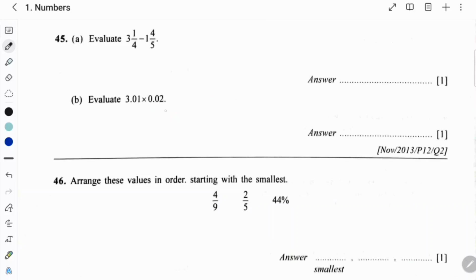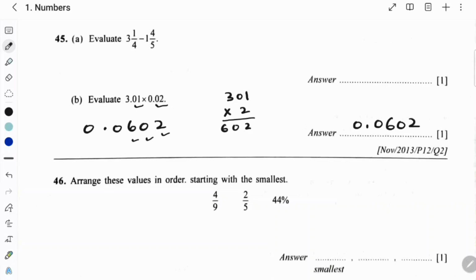Try now part B of question number 45. So this is 3.01 times 0.02. If you multiply 301 by 2, 2 ones are 2, and 0 and 6. So 301 times 2 becomes 602. Now I'm going to count the number of decimal places. There are 2 and 2. So altogether there are 4 decimal places, 1, 2, 3 and 4. So the answer will be 0.0602 to maintain the 4 decimal places in this question.